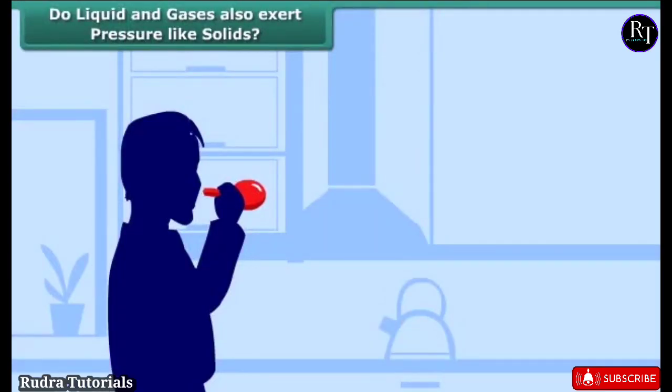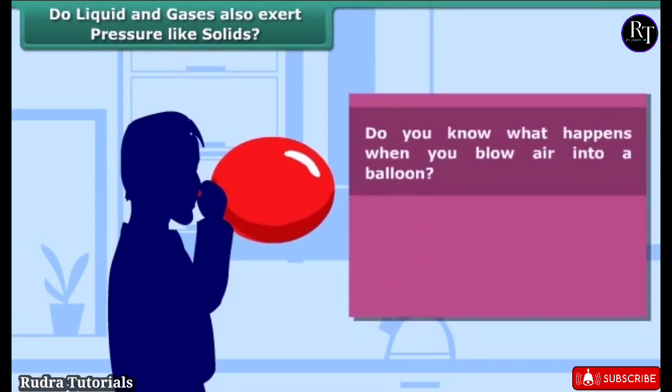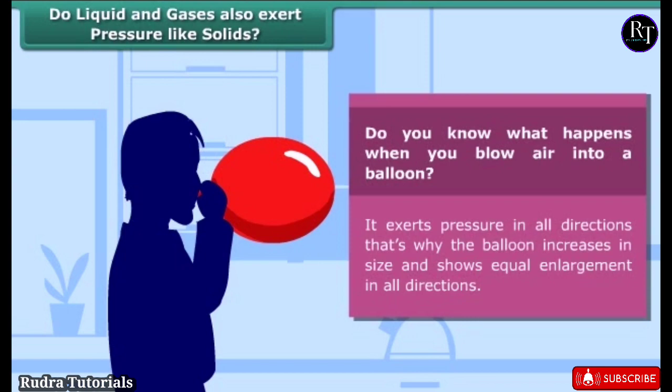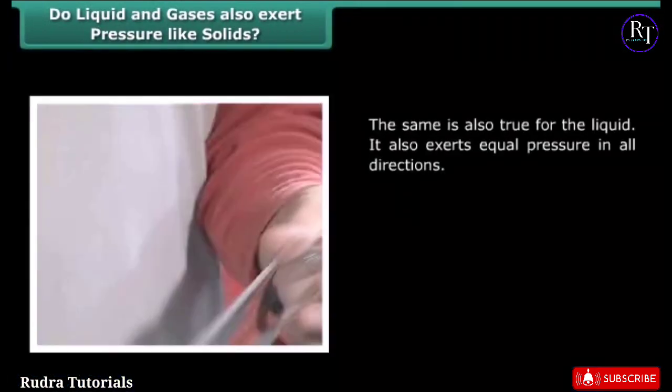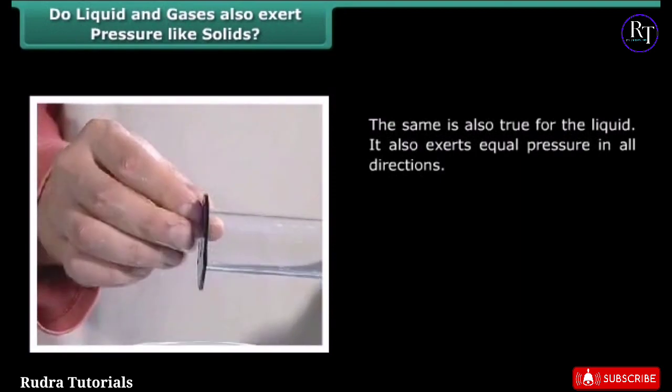Do liquids and gases also exert pressure like solids? Do you know what happens when you blow air into a balloon? It exerts pressure in all directions. That's why the balloon increases in size and shows equal enlargement in all directions. The same is also true for liquids. They also exert equal pressure in all directions.